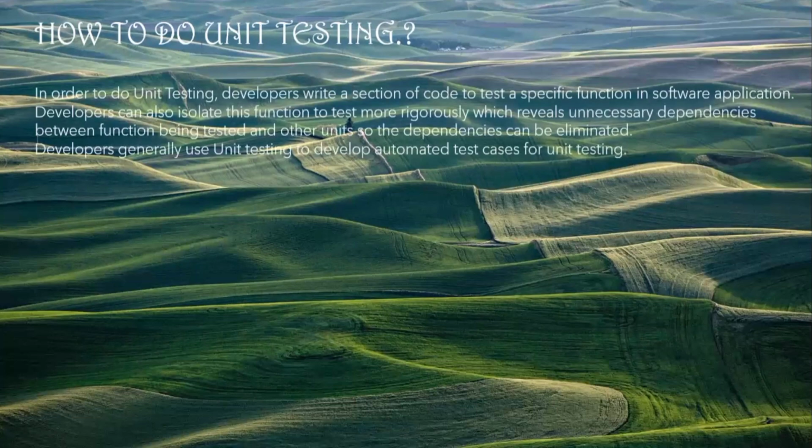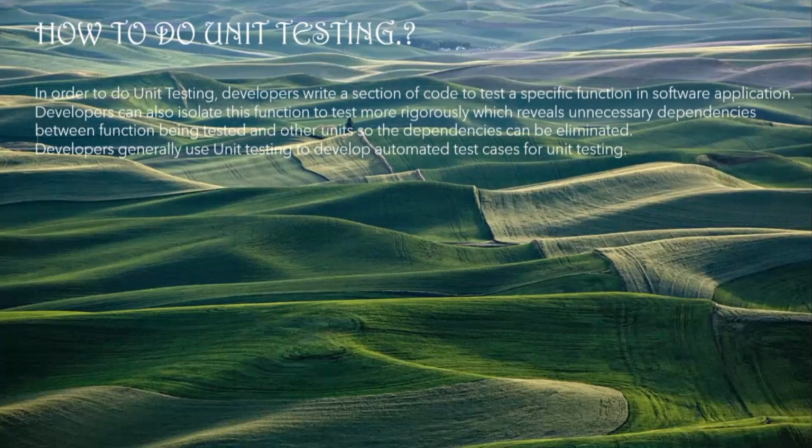In order to do unit testing, developers write a section of code to test a specific function in a software application. Okay, so what I'm trying to say is, a developer will write a section of code to test a specific function in a software application. Assume, friends, there is a software. In the software, there are thousands of pages. So what happens? The developer will write the code for every single page and merge it. Continuously writing for 1,000 pages, what happens? It is highly impossible to find the bug.